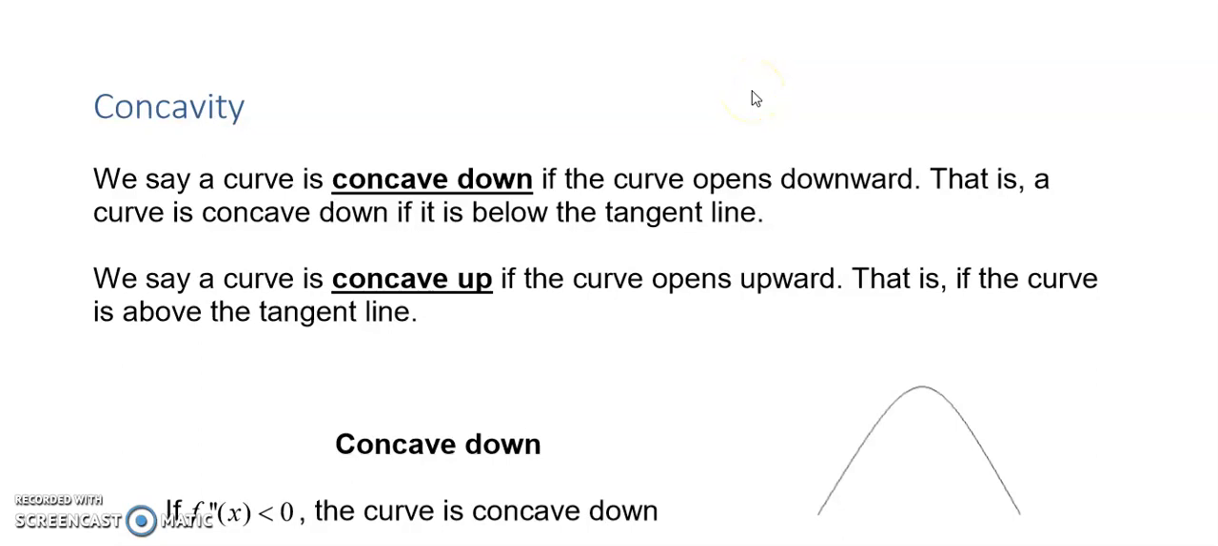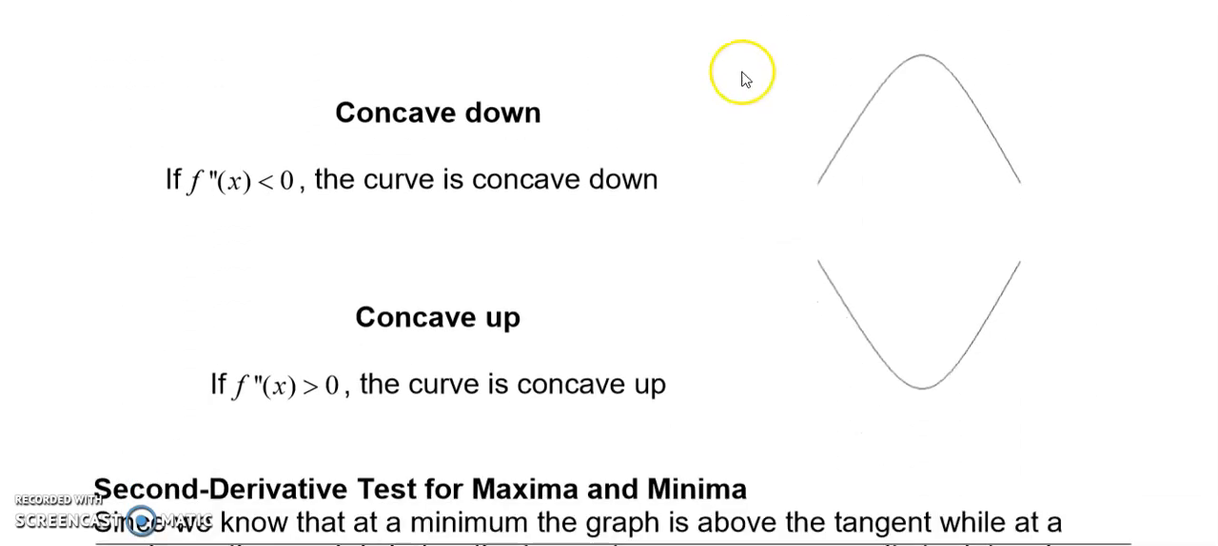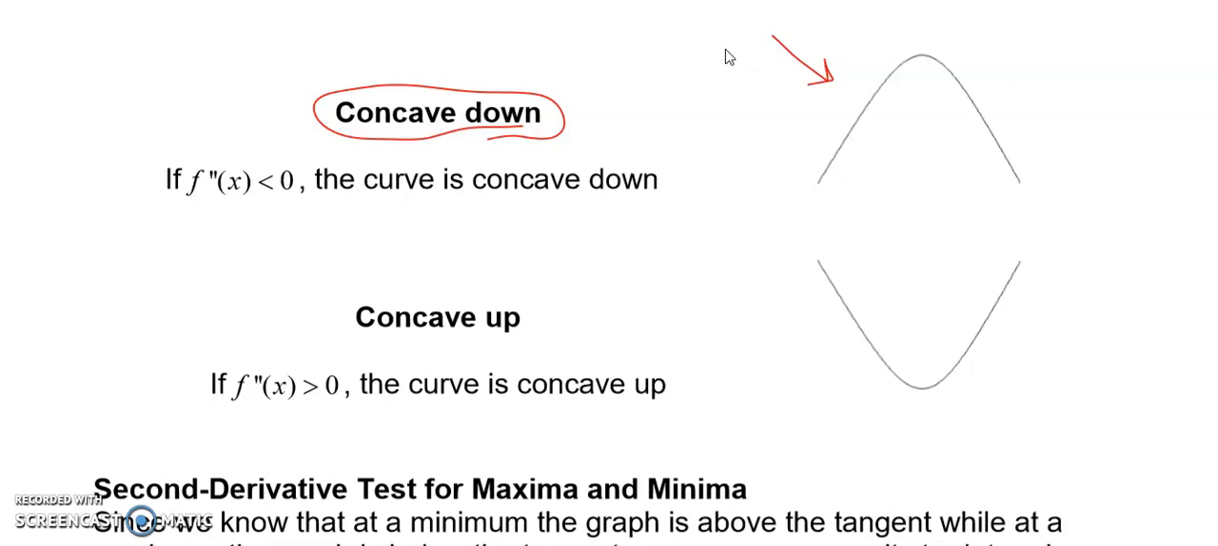Welcome to today's lesson, beginning on page 12 in your notes. This topic is called concavity. When you have a curve, it can be concave in one of two directions. If it's concave down, here are your two diagrams right here. If a curve is concave down, then it looks like this right here.